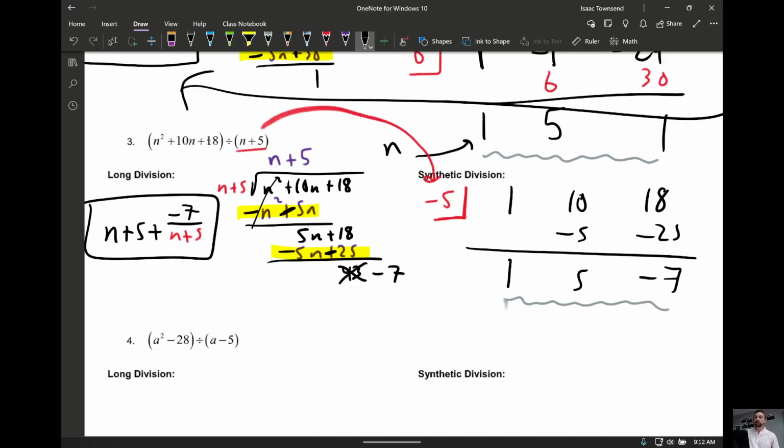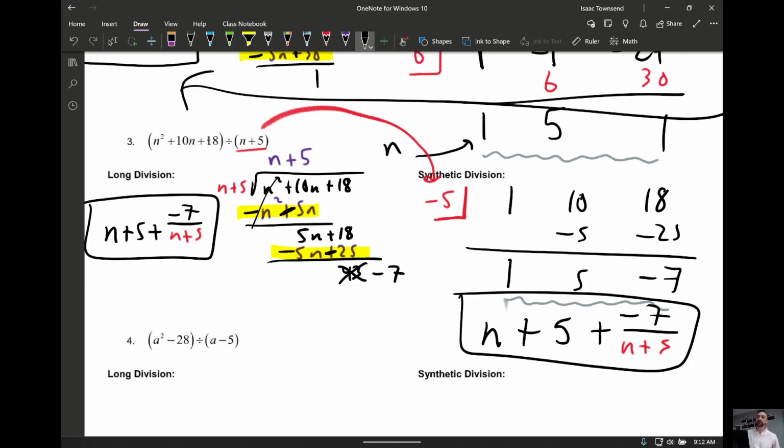So it started off as a quadratic. I divided a variable out, so it lowers the degree by 1. So this now represents the number of n's. This would represent the next biggest thing, which would be the constant. And the last thing will always represent the remainder. Remainder still has to be put over the divisor. And the divisor is n plus 5, not negative 5. Same thing.